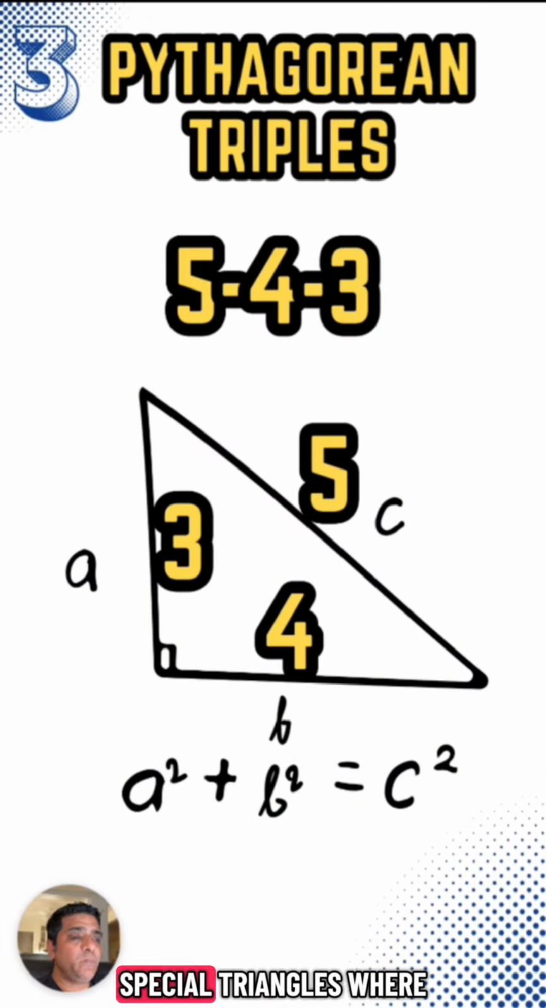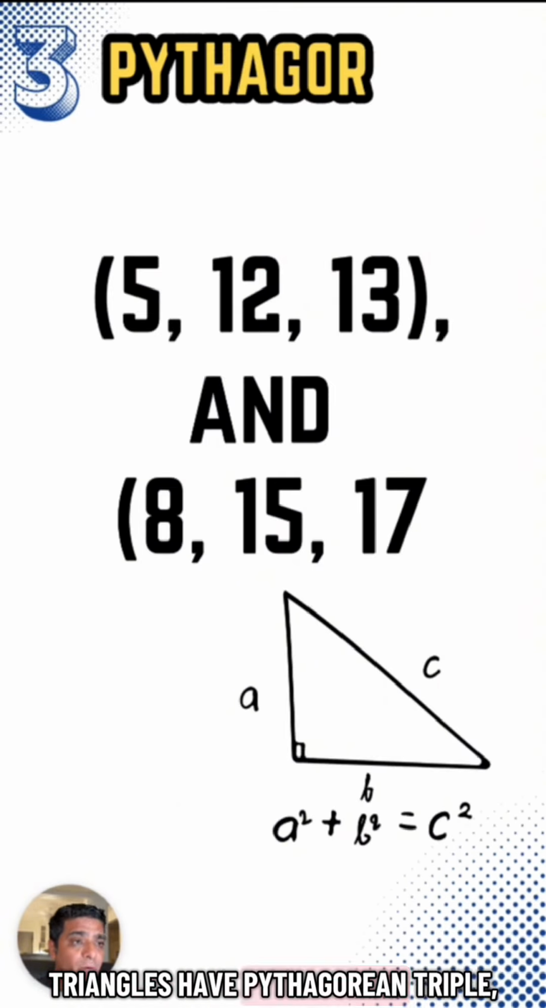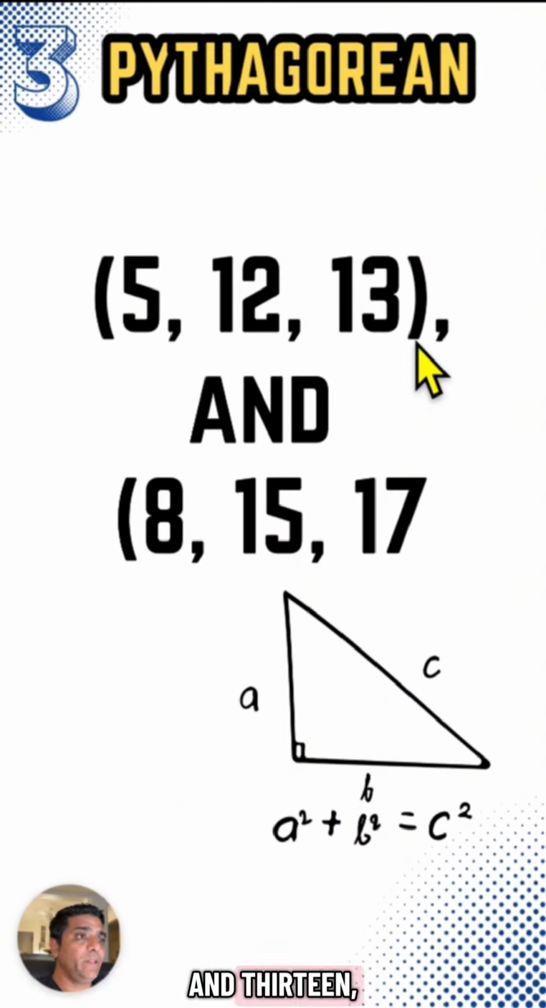So next and final example of our special triangles is what are called Pythagorean triples. These are special triangles where you have a fixed ratio of your sides, 5, 4, 3, which works through the Pythagorean theorem. So 5 squared is 25, 3 squared is 9, plus 4 squared is 16, 9 plus 16 is 25. So this works. That is called a Pythagorean triple. Not all triangles have Pythagorean triples, but there are some famous ones like 5, 12, and 13, 8, 15, and 17. As soon as you see these lengths, you can immediately say that these are Pythagorean triples.